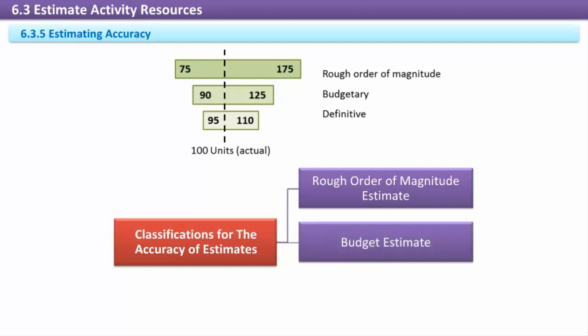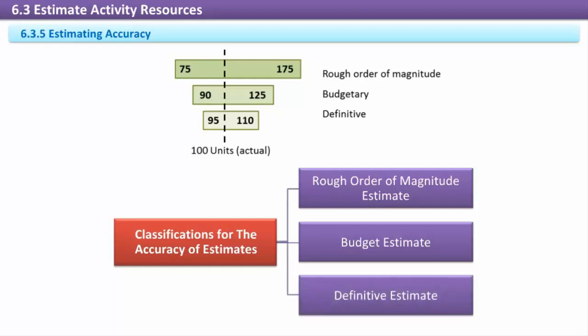Budget estimate. These have less variance than rough order of magnitude, but they are still broad estimates. The variance range for this type of estimate is expected to be -10% to +25% of the final actual figure. Budget estimates should be used once planning processes are underway, and previous rough order of magnitude estimates should be re-estimated.